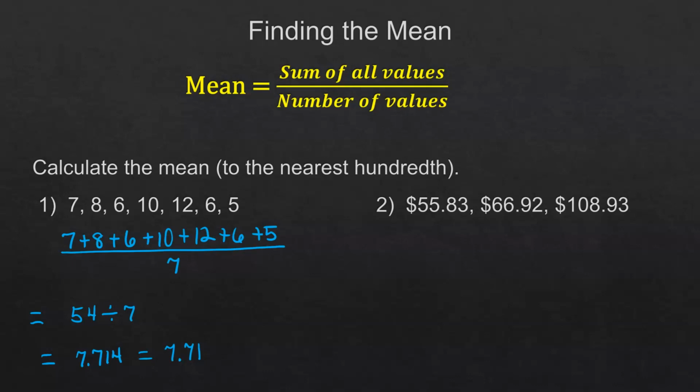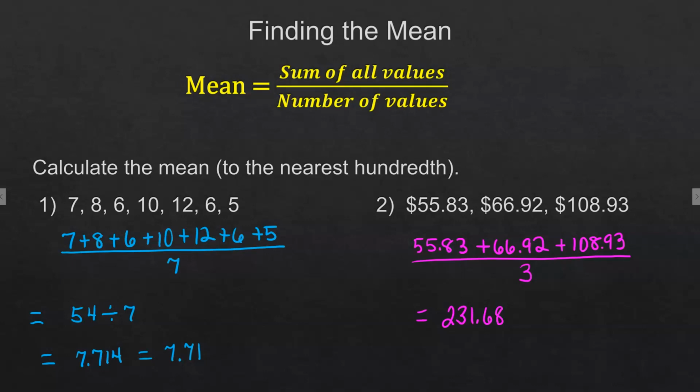On the next one, we have not as many values, right? We say 55, 83, 66, 92, 108, 93, and then we're going to divide by 3, right? So when we add these up, we get 231, 68. Don't forget to pause if needed, right?